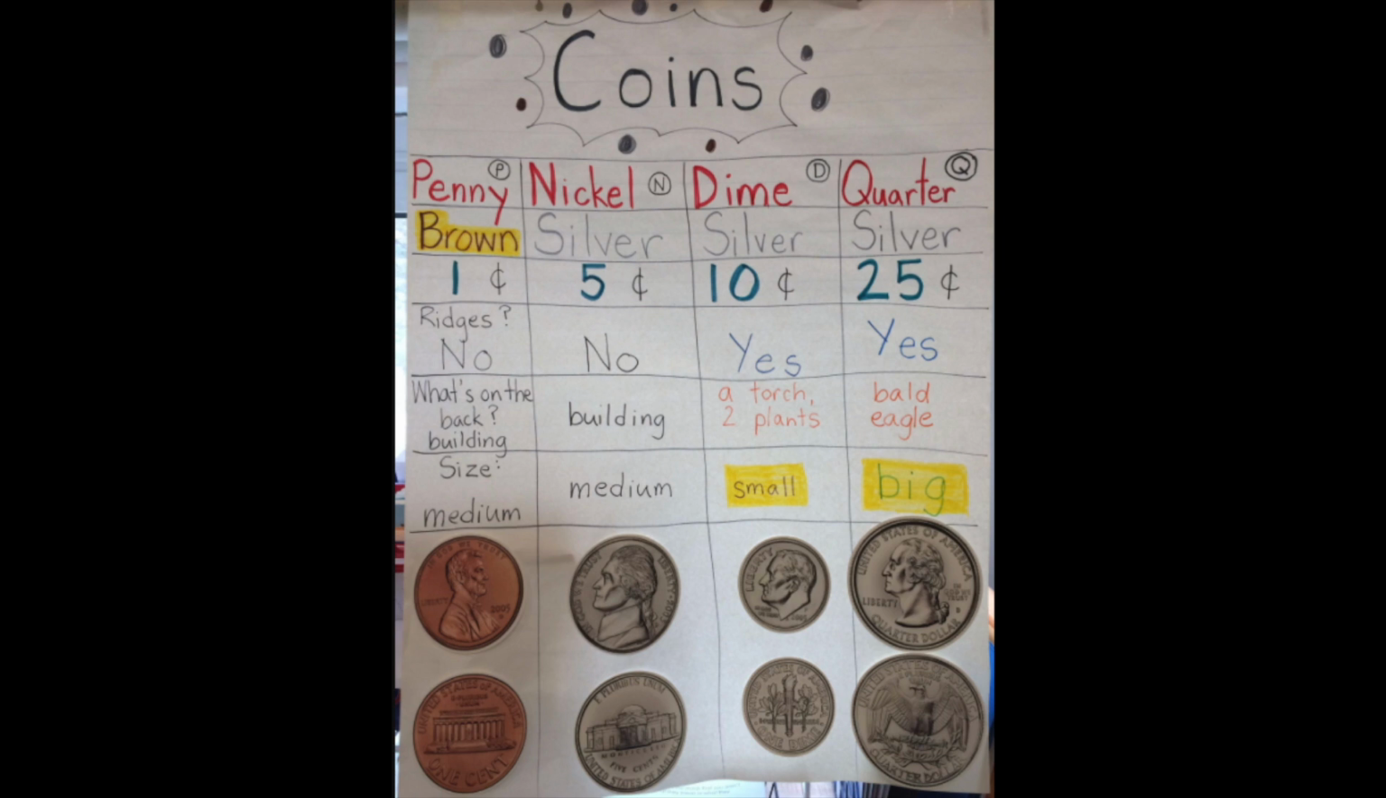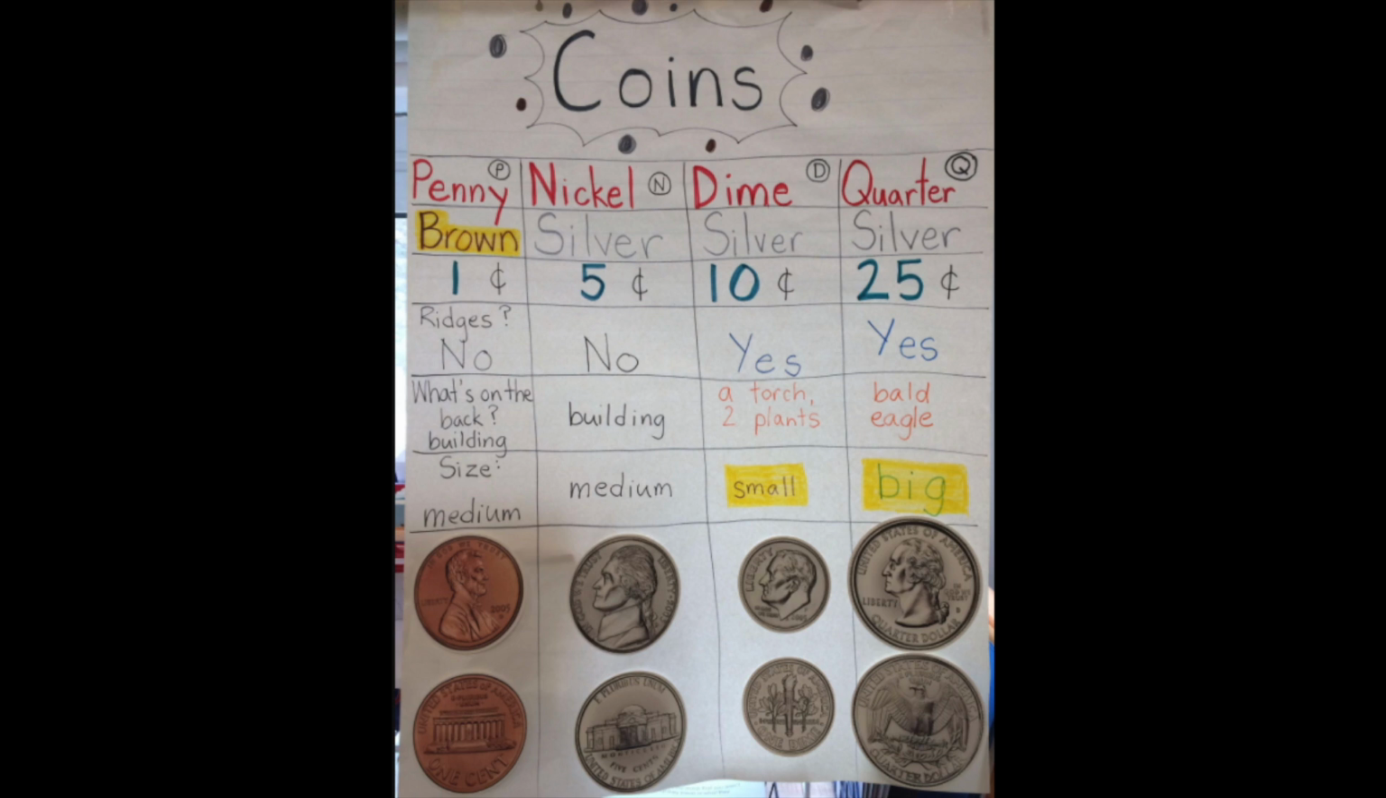We're going to start on the left-hand side where it says penny. Under penny, it says brown. Brown is in yellow highlighter. And under that, it says 1 cent. We know that a penny is brown or orangish kind of, and it is worth 1 cent. Ridges means the texture around the coin. That just means that pennies are smooth around the coin. And what is on the back of the coin? It is a building and its size is medium. So that is a penny.